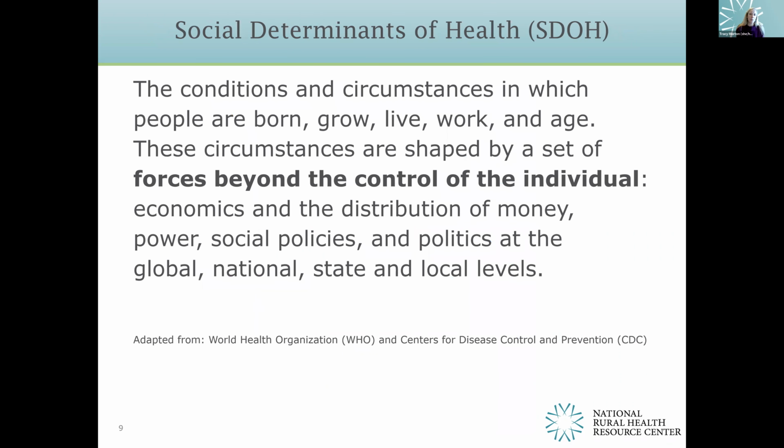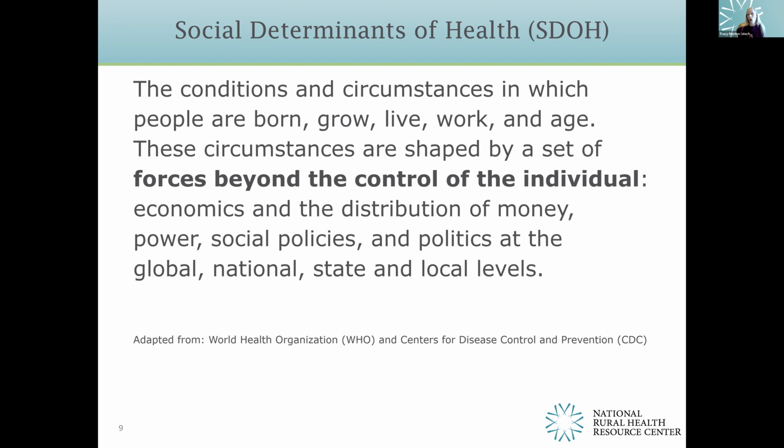You may have heard the term social determinants of health. Social determinants of health are the conditions and circumstances in which people are born, grow, live, work, age, play. And they're the circumstances that are shaped by a set of forces that are beyond the control of an individual. These include things like economics, the distribution of money, power, policies, and politics, and these occur at the global level, the national level, the state, and the local level.